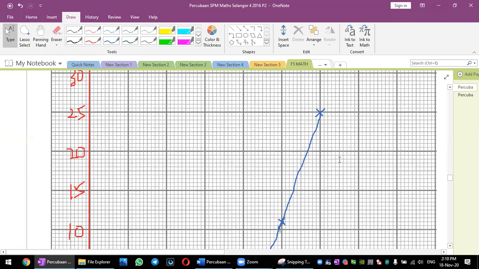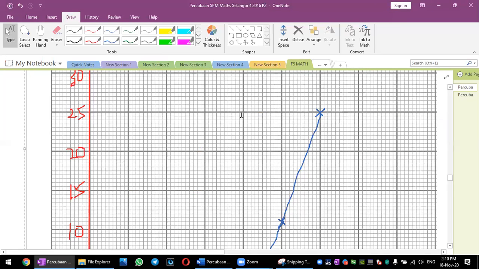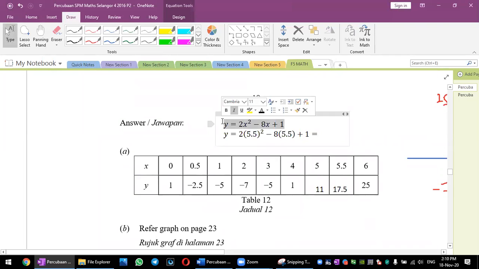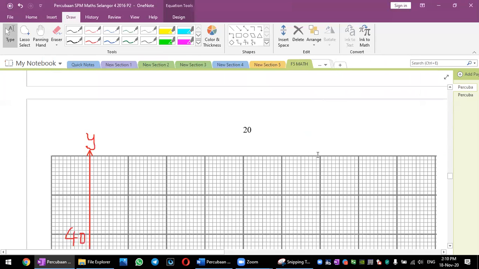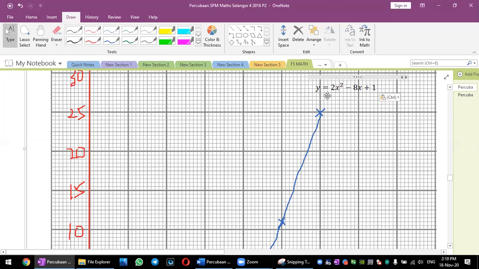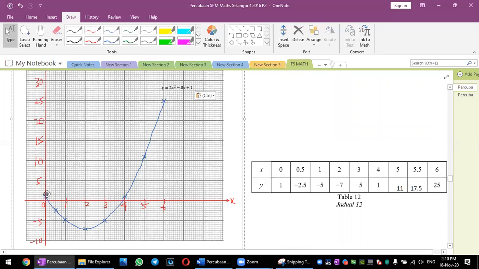So after finish, copy down your equation. Copy down the equation, label on it. Label sini. So the curve is like this, ini curve dia.